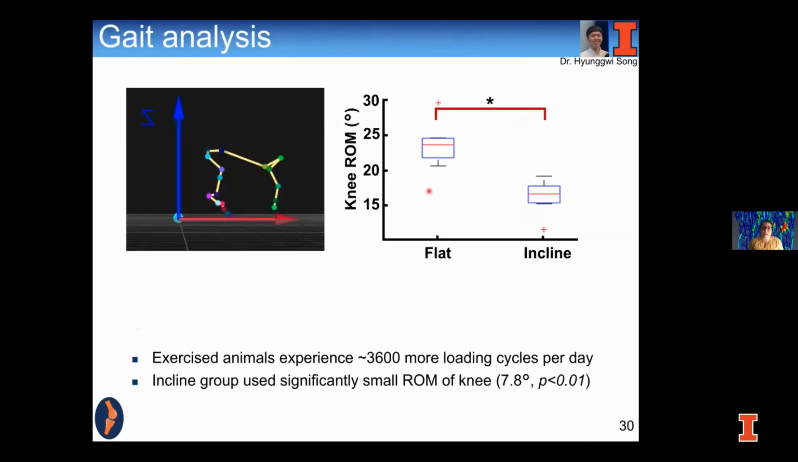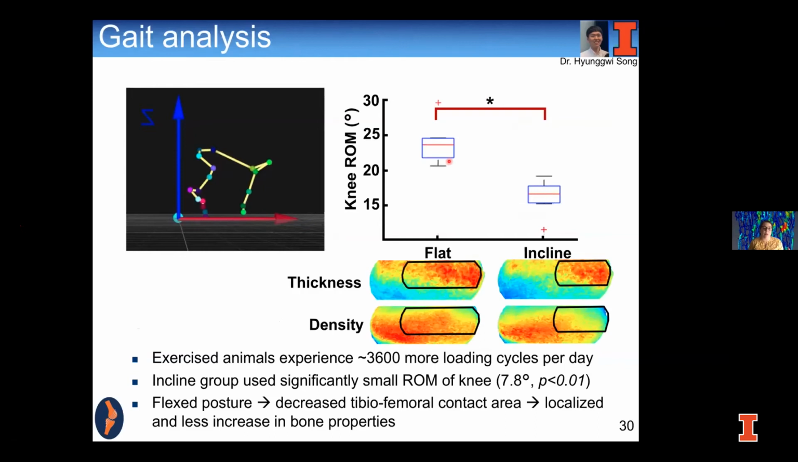And so the last thing we wanted to do was look at the gait and understand whether or not there were any associations in terms of where the loading was applied. We know that the range of motion in the incline group was in fact lower than the flat group, as we hypothesized would be the case when you're on an incline treadmill.